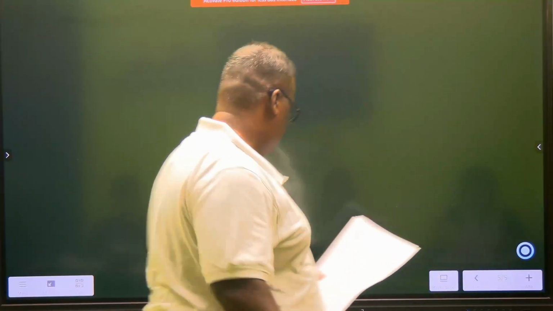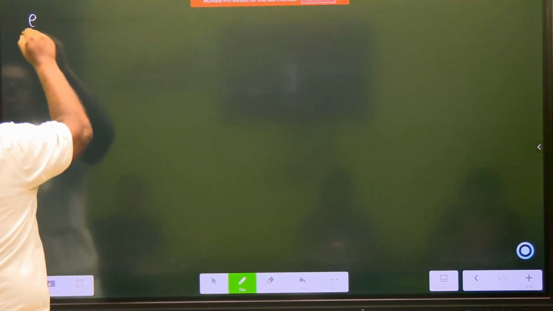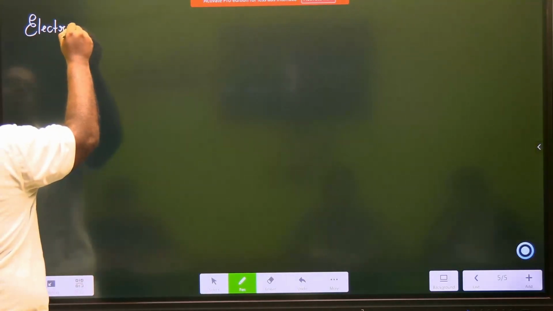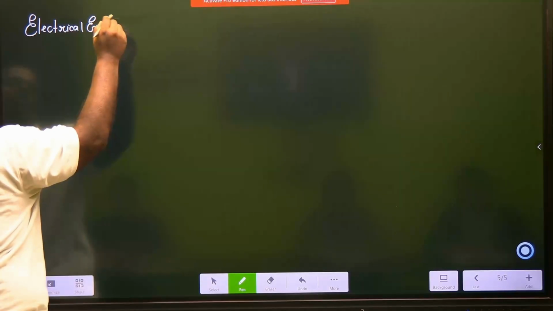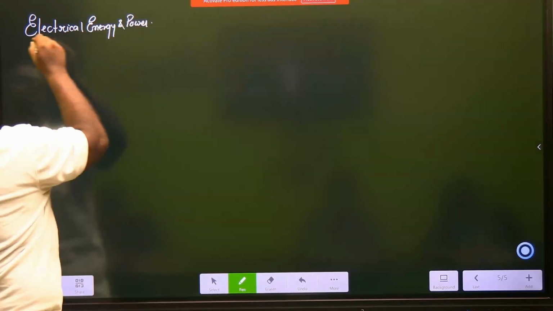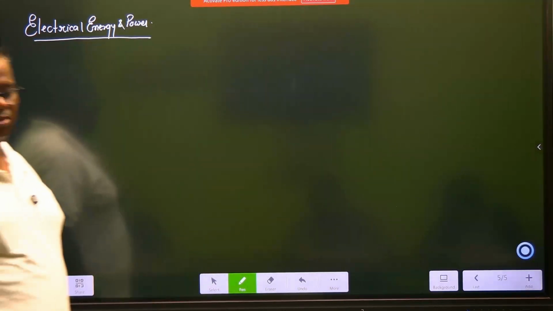Easy topics. So we start with electrical energy and power today. Energy and power. So what do we learn here? Electrical energy means the heating part of current.